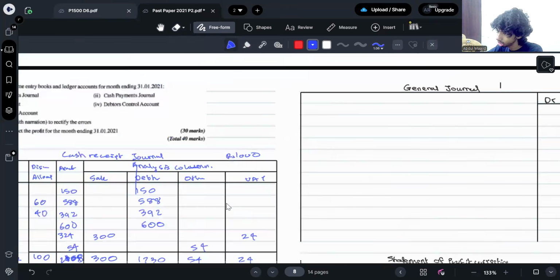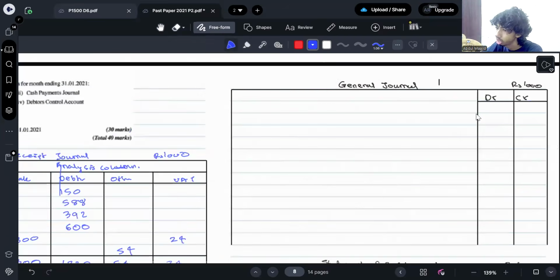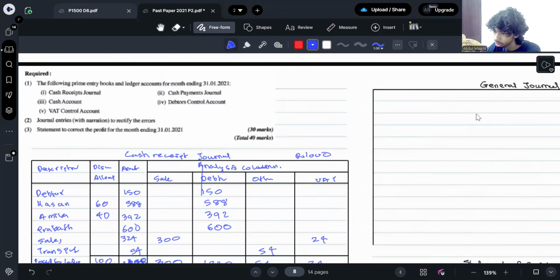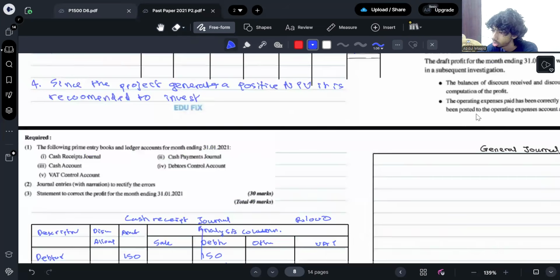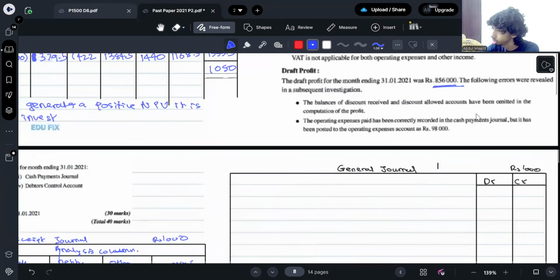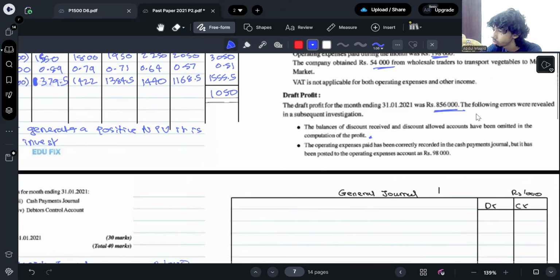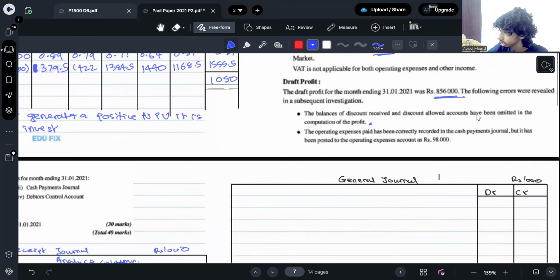Then the other part, the draft profit for the month 856, we put that in the draft income statement, and we have to make the general journal entries to rectify the errors and record it in the statement of profit or loss correction. The balance of the discount received and discount allowed account has been omitted in the computation of profit. They have not recorded it. So we'll record it first here in the general journal. Balance of discount received and discount allowed accounts only.